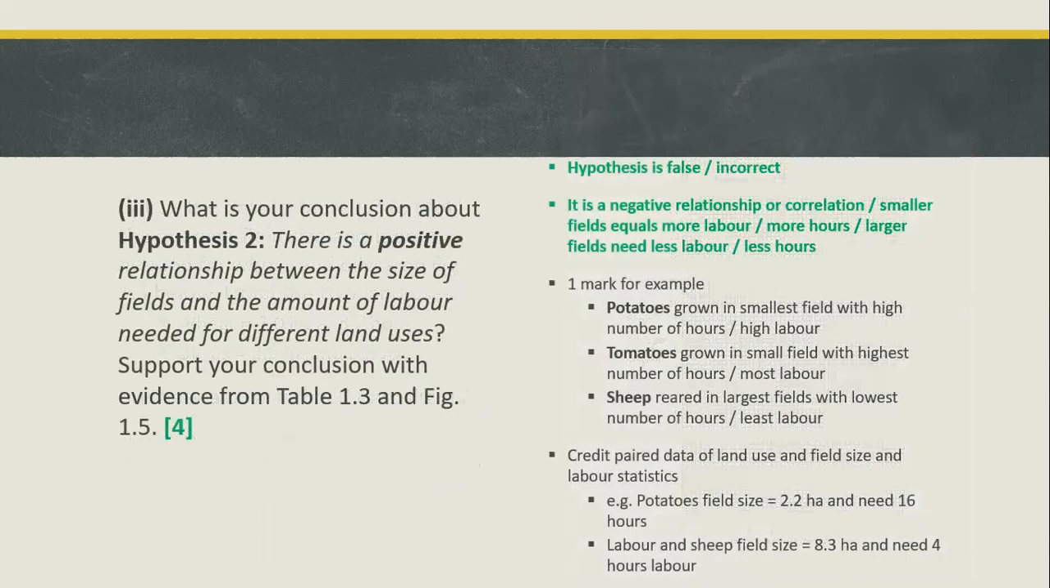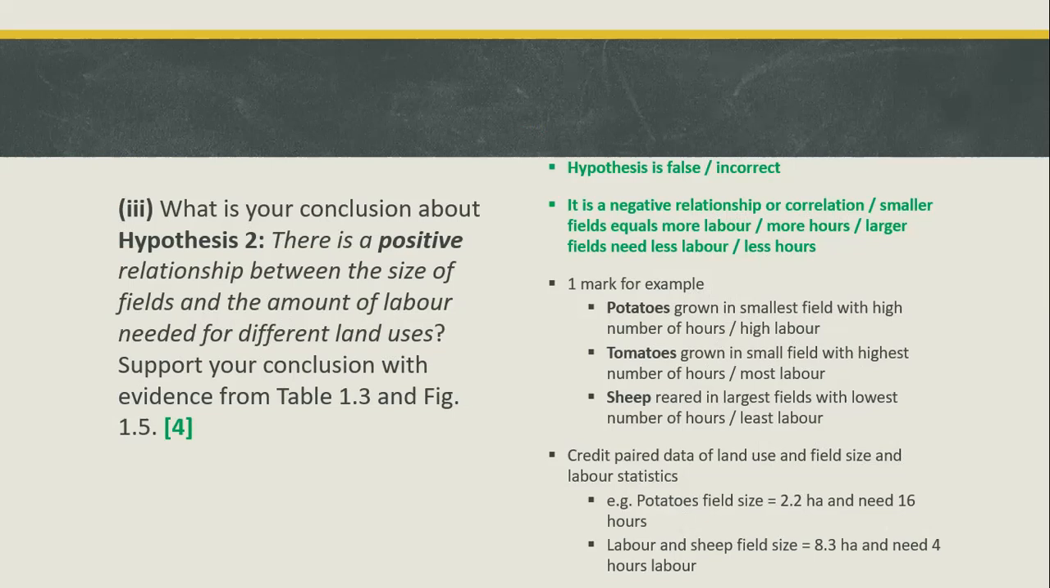Next, what is your conclusion about hypothesis 2? There is a positive relationship between the size of field and the amount of labor needed for different land use. Support your conclusion with evidence from table 1.3 and figure 1.4. So this is a 4-mark question. How to answer this question? Hypothesis is false or incorrect, and it is a negative relationship, a correlation: smaller field equals more labor, more hours; a larger field needs less labor or less power.